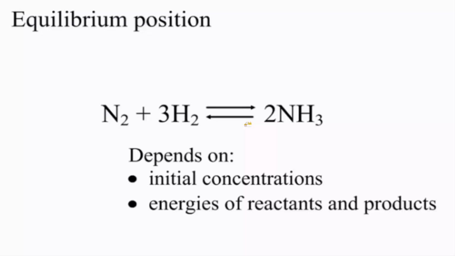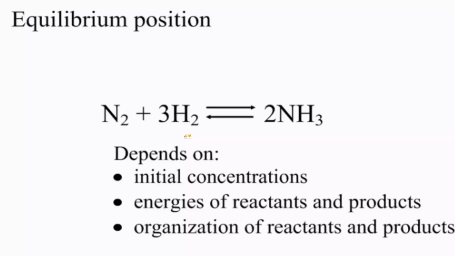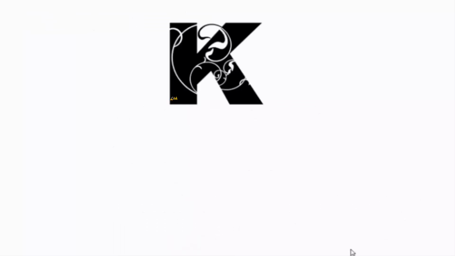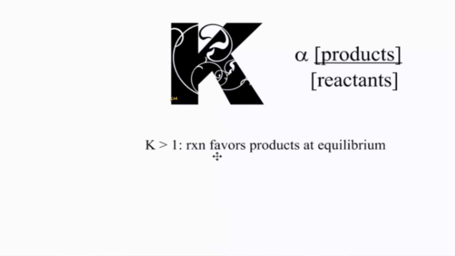Maybe because of the energies of reactants and products, how much energy it holds to form the product, or how much energy it holds to come back as reactants, and the organization of reactants and products. So it relies on all these things for the equilibrium position. So it can be defined using an equilibrium constant. That equilibrium constant is directly proportional to the products and inversely proportional to the reactants.